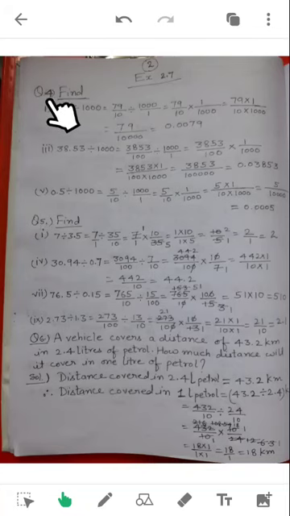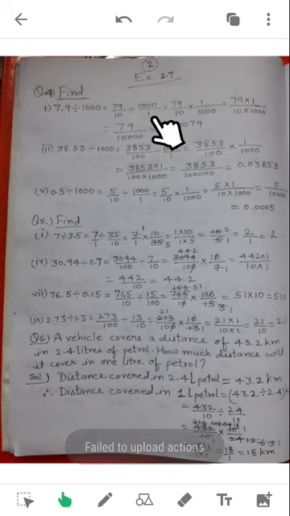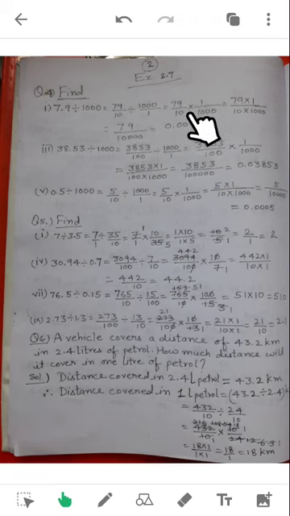Now we are coming on question number 4 of exercise 2.7. Question number 4, its first part, 7.9 divided by 1000. Now see here, the 7.9, when we are converting it into fraction, it becomes 79 by 10. And divided by 1000 can be written as 1000 by 1. Now 79 by 10, the sign of division has been converted into sign of multiplication.